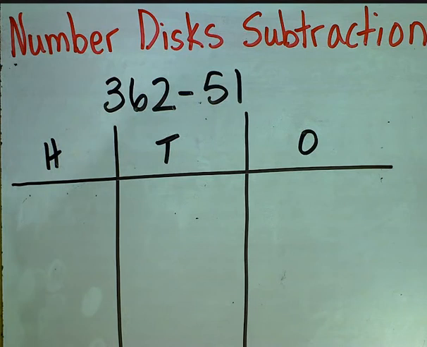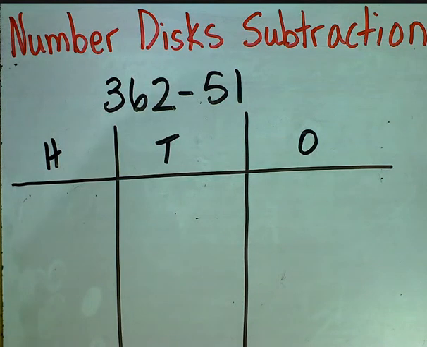Alright, we're going to look at number discs for subtraction. Now this is a little bit trickier because we're actually only making the discs for the first number. With addition, we made the discs for the first number as well as the second number, but for subtraction, we're only going to make the discs for the first number. So I'm going to go ahead and start with 362 minus 51.